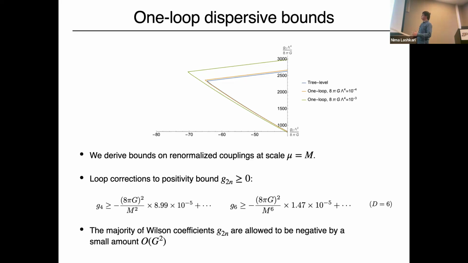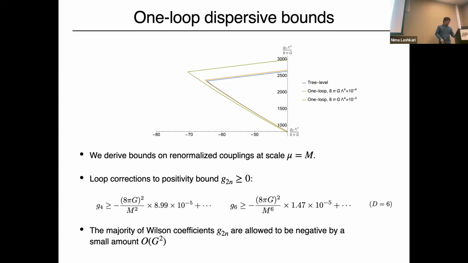So you can have the same intuition, which is that negative G4 and G6 lead to time advance, but gravity still gives you time delay. But for these higher couplings, the effect will start at one loop. You wouldn't see it at tree level.